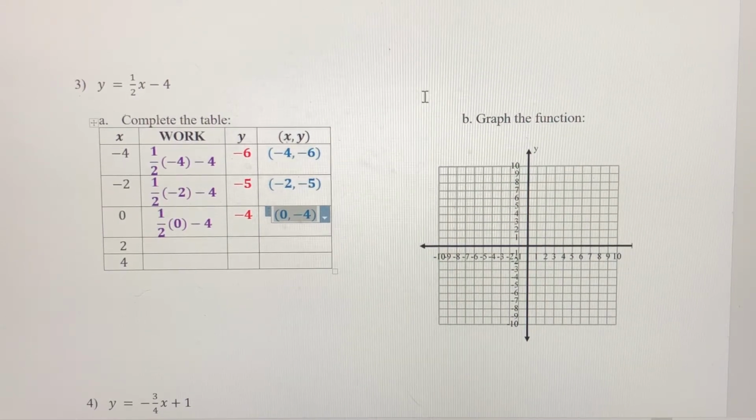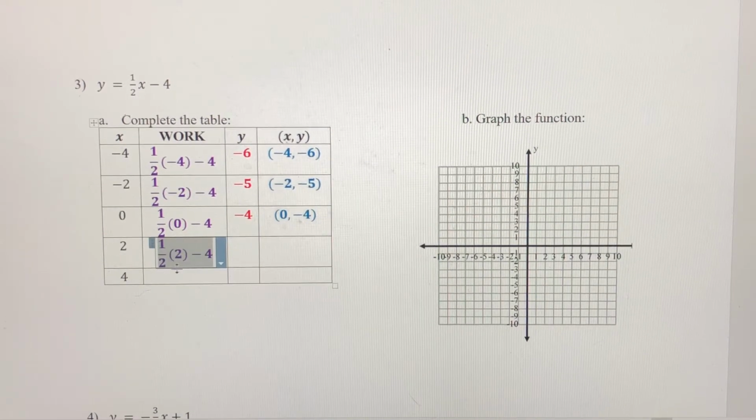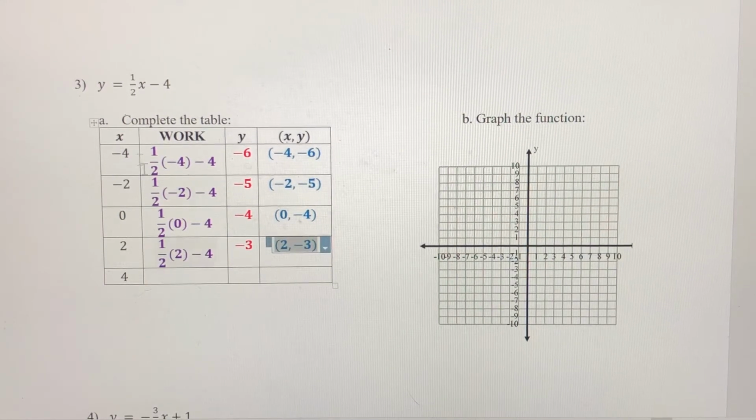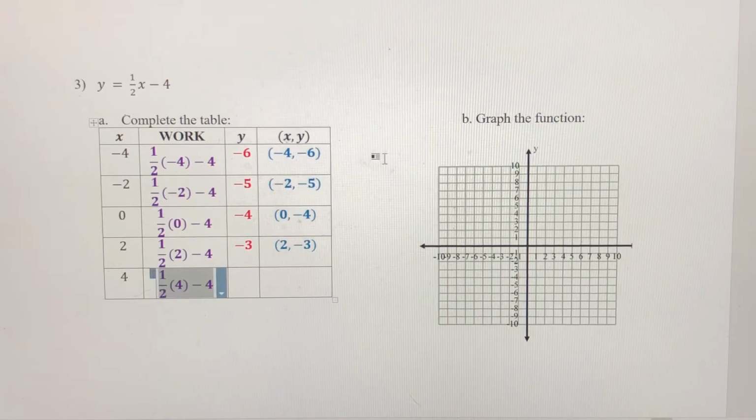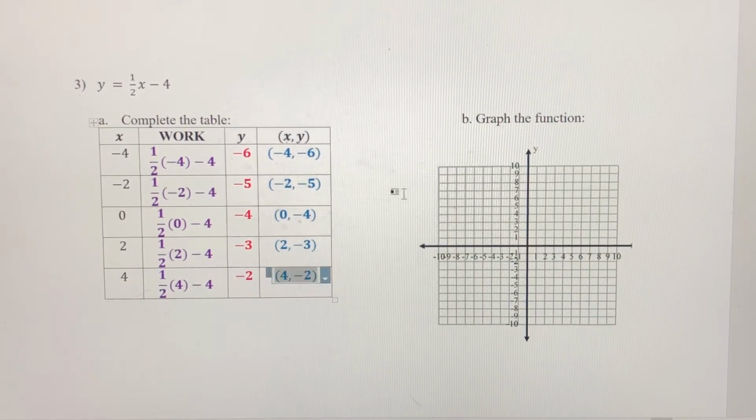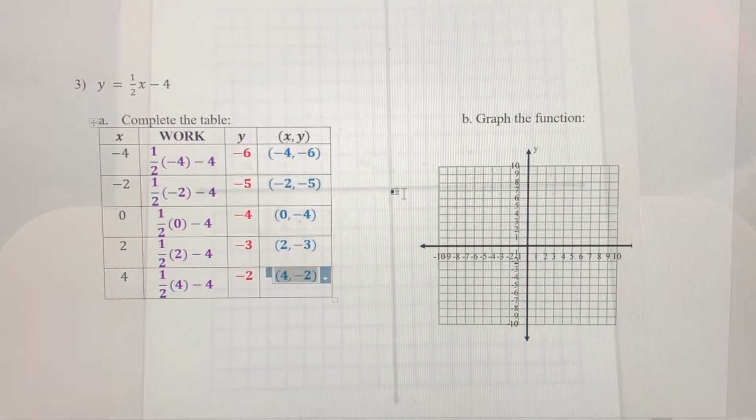Let's plug in 2. Half of 2 is 1. 1 minus 4 is -3. And let's plug in 4. Half of 4 is 2. 2 minus 4 is -2. So that gives me a point of 4, -2. Okay, let's go draw that graph.